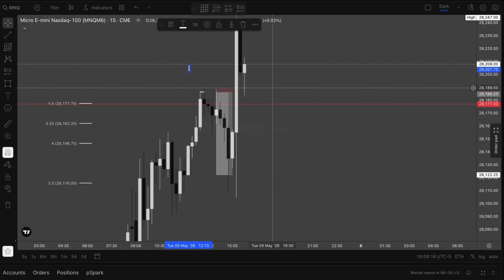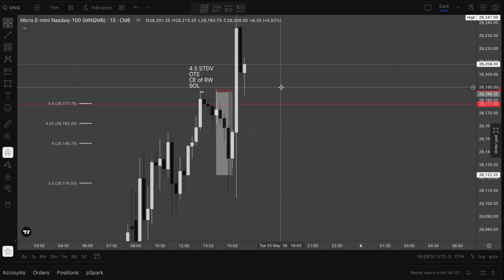So you had the 4.5 standard deviation level. You had an OTE level as well, because that shows that we were in premium above here. You also had CE of rejection wicks, which was on the 5 minute and the 1 minute that you could have entered off of. And we also had a sweep of liquidity. So those four things made this an A+ setup.